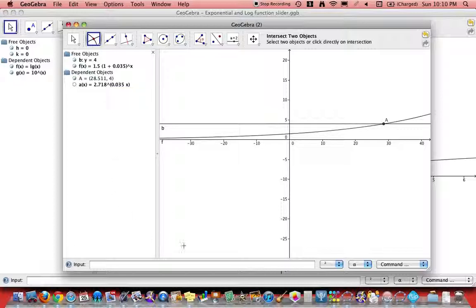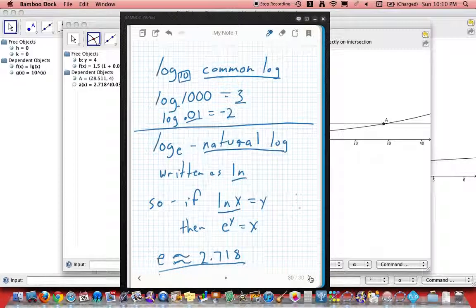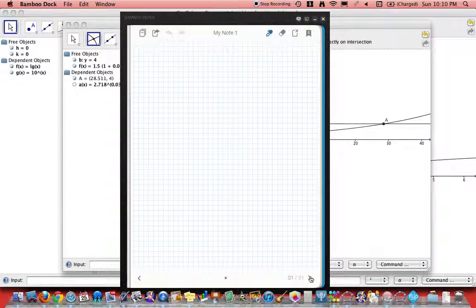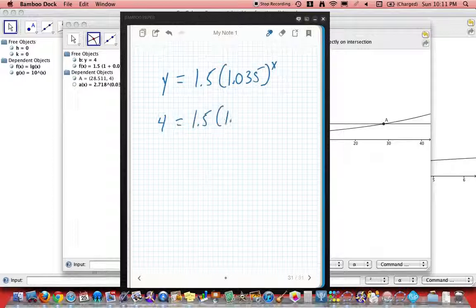Well, how are we going to solve that in a different way? Let's look at that as a log function. I know that y, the population, is equal to 1.5 times 1.035 to the x power, where x is equal to the year. So what do I do? I want to find out when y is equal to 4. When does 4 equal 1.5 times 1.035 to the x?